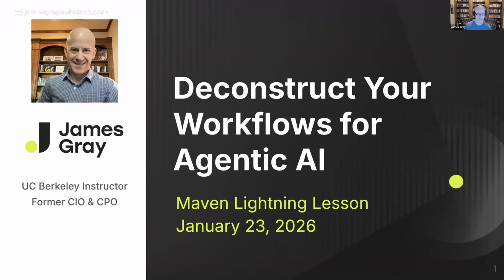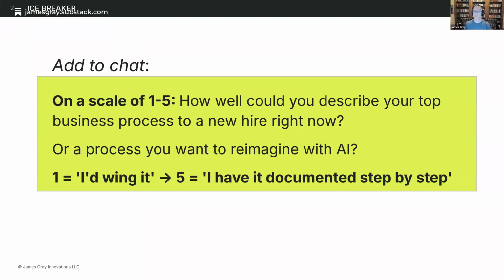Well, we're about 4 minutes early, but I do have an icebreaker question for y'all, and feel free to put it into chat. I'm hoping you all came here because you've got something you want to operationalize with AI. You've got an opportunity. On a scale of 1 to 5, how could you describe your top business process, let's say to a new hire? Let's say someone joined your company or you had to describe this workflow to a friend. How well could you describe it, or it could be a process that you're looking to reimagine with AI? On a scale from 1 to 10, it could be like, hey, I'd wing it, or on the other extreme, no, I've got this workflow really well documented, and I really understand how this workflow works, and I'm in a position to operationalize it with AI. It's just a little fun exercise.